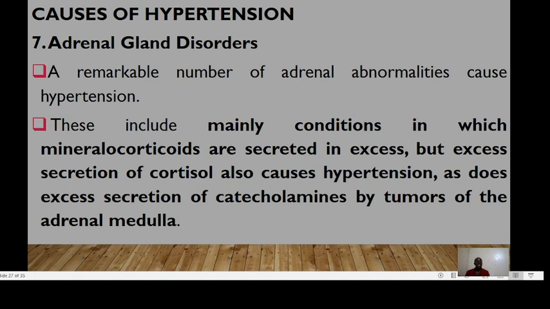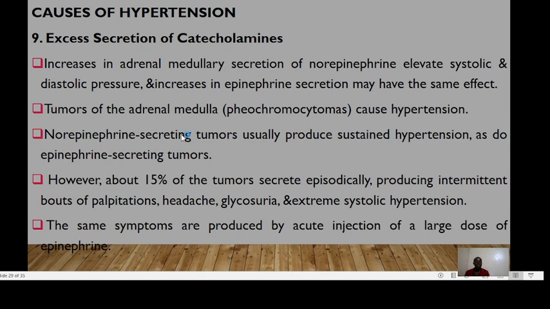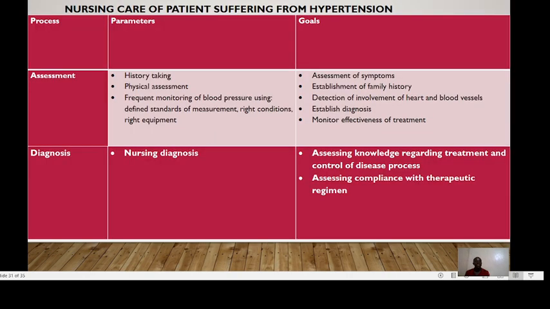Also, adrenal gland disorders like pheochromocytoma, which involves production of catecholamines as a result of a tumor on the adrenal medulla. Glucocorticoid excess. Remember, glucocorticoids are going to increase the release of angiotensinogen by the liver, okay? And this one will definitely increase circulating angiotensin too, which, unless the feedback inhibition of renin is able to compensate, will lead to hypertension. We also have excess secretion of catecholamines, still from the pheochromocytoma. Then you have the neurological disorders.